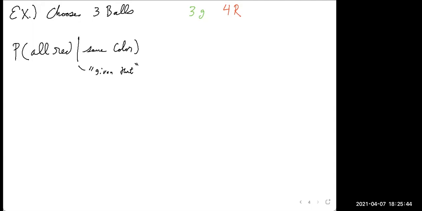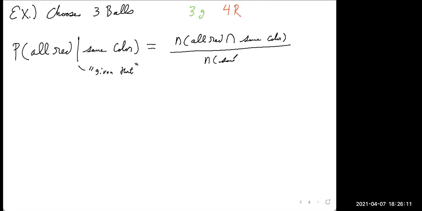Okay. Welcome, Dylan. We're talking about conditional probability. So let's see how we can do this. Well, we need to find the number of ways we can choose all red and them being the same color over the number of ways we can have the same color. Okay, so that is the idea of this problem. Now, this will happen a lot in this type of section.